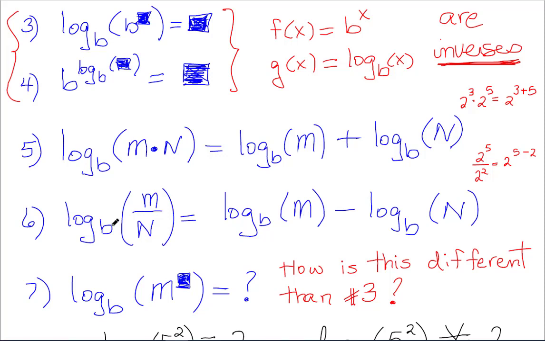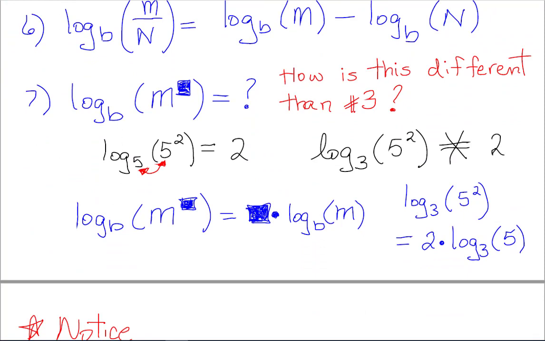Property 7: we have log b of m to the something, and we get an answer. But first you have to ask yourself, how is property 7 different from property 3 up here? Because I thought we already had log b of b to something and I get it back. Well, the difference is that in number 3, the base matches, whereas in 7, this is what we do if they do not match.